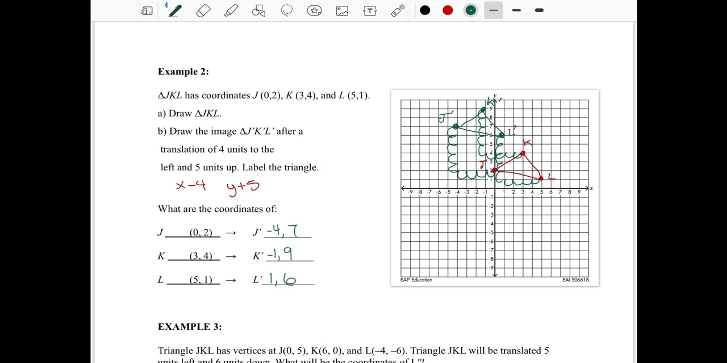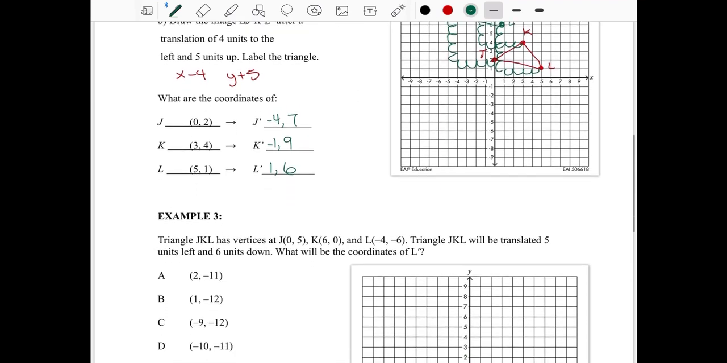So that's how we continue to translate images on a coordinate plane based off the direction that they tell us to go, whether we go left or right, or up or down. And it tells us how far we have to go. All right, so let's move to example 3.